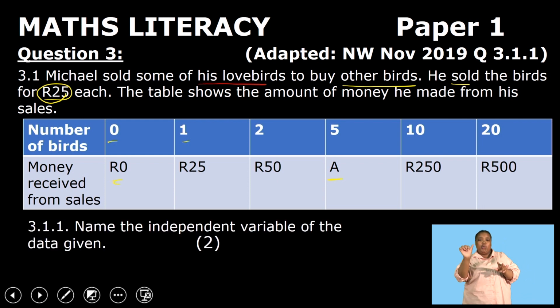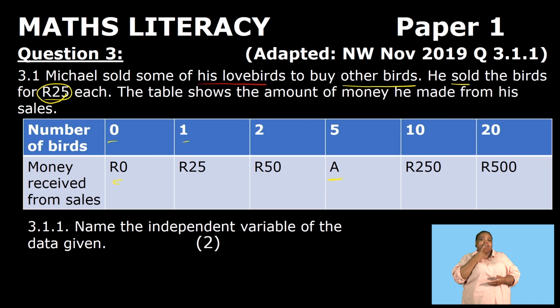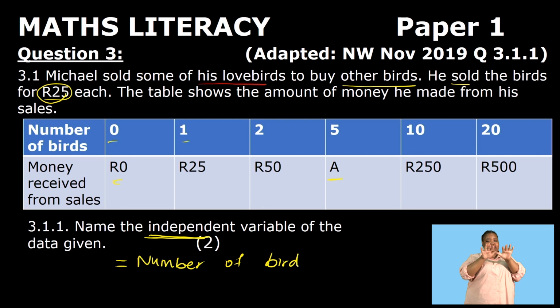Now looking at the questions, it says name the independent variable of the given data. So in this case, you must know what independent variable means. They want us to identify the independent variable. It means that the independent variable is a variable that can function without relying on the other. So in this case, the independent variable would be the number of birds. Number of birds would be our independent variable.